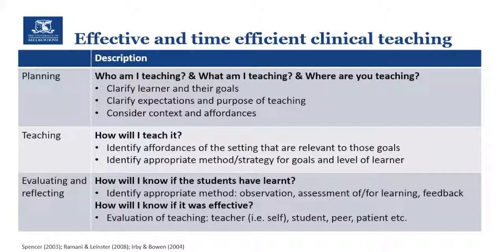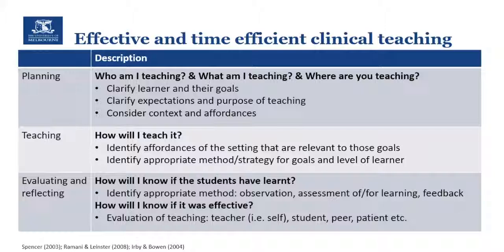So the things that Irby and Bowen suggest that we look at are planning, the teaching itself, and then evaluating and reflecting. So in the planning session, I encourage you to think about, who are you teaching? What are you teaching? And where are you teaching? So think about your learner and their goals.